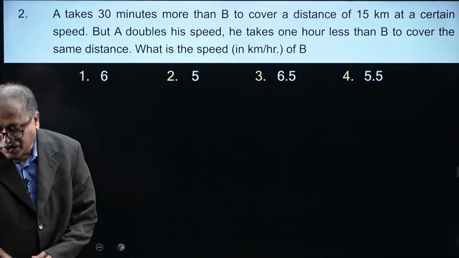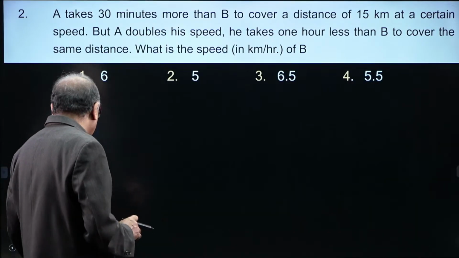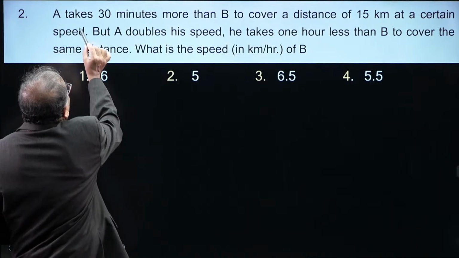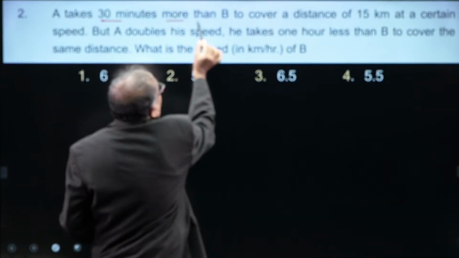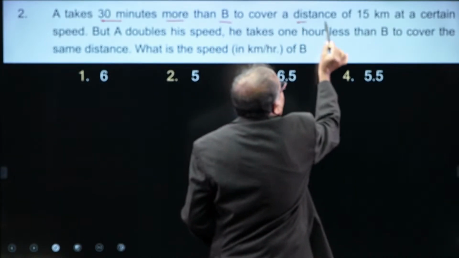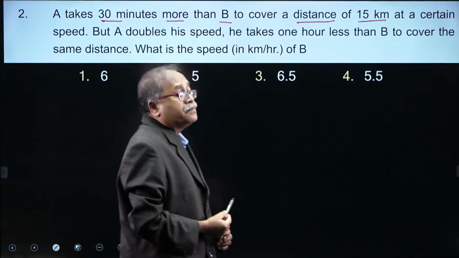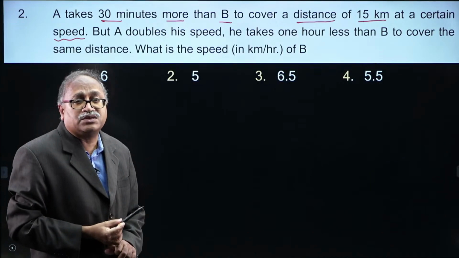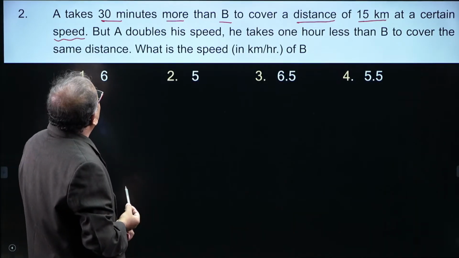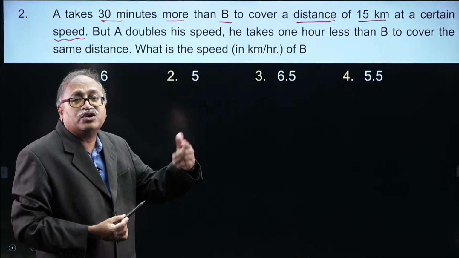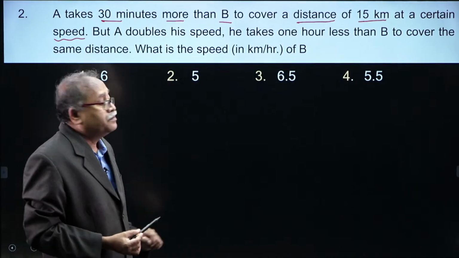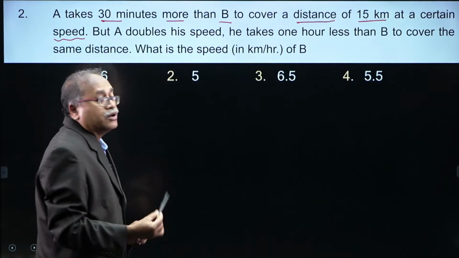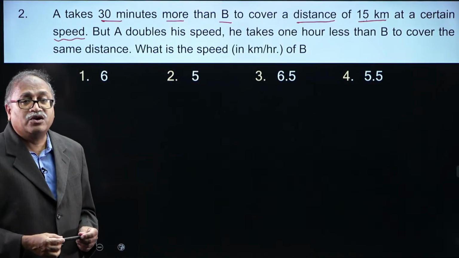Check your speed. It is not about whether you can answer the question or not. I know that most of you know how to answer it. A takes 30 minutes more than B to cover a distance of 15 kilometers at a certain speed. I do not know both the speeds, A's speed and B's speed. I only know the distance of 15 kilometers, but what I do not know is the speed of A and the speed of B.